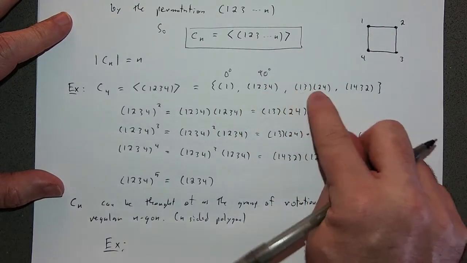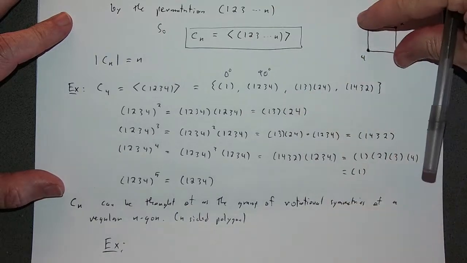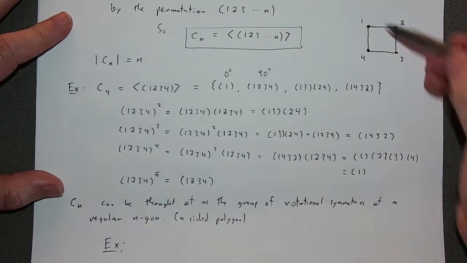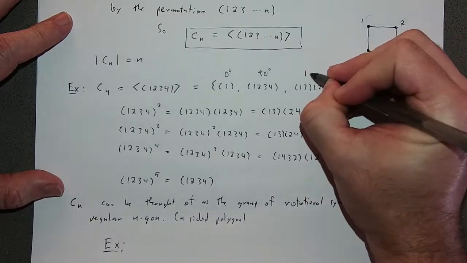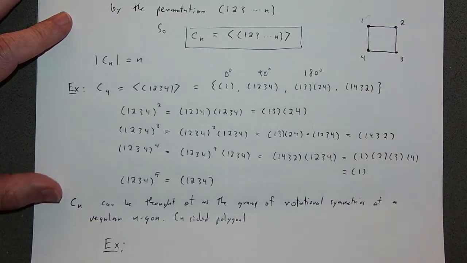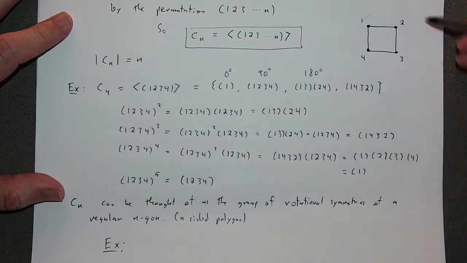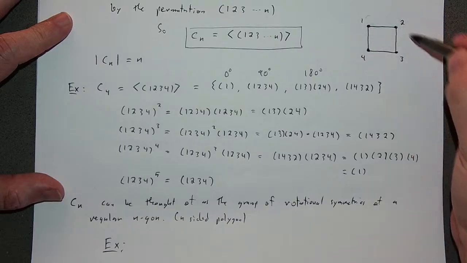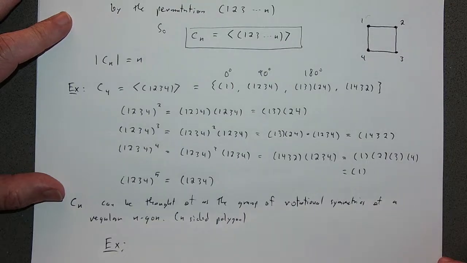What about this one? 1 goes to 3, 2 goes to 4. That is a 180-degree rotation. Here, 1 goes to 4, 2 goes to 1, 3 goes to 2, and 4 goes to 3. Right?